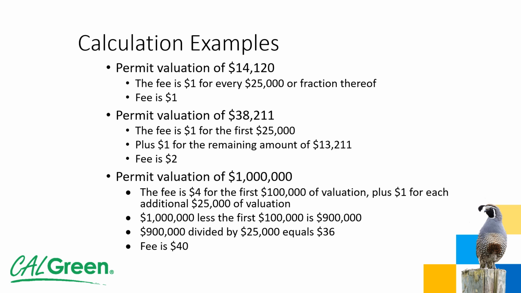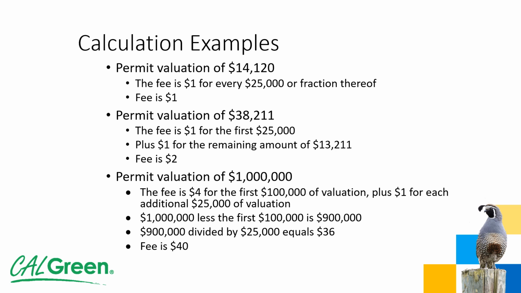For a permit of $14,120, remember, the fee is $1 for every $25,000 or fraction thereof. Therefore, the total fee is $1. When a permit valuation is $38,211, the fee is $1 for the first $25,000 plus $1 for the remaining amount of $13,211. So the total fee is $2.